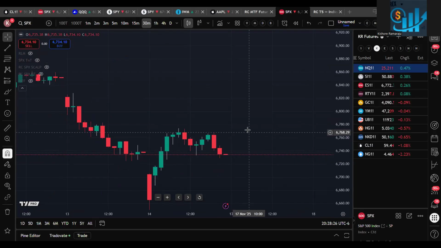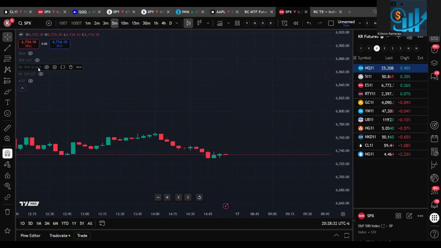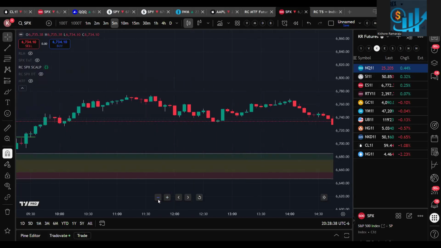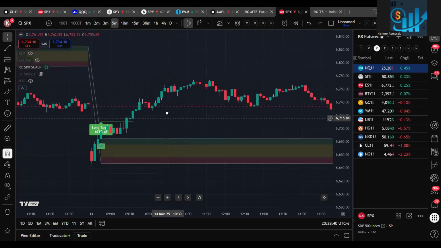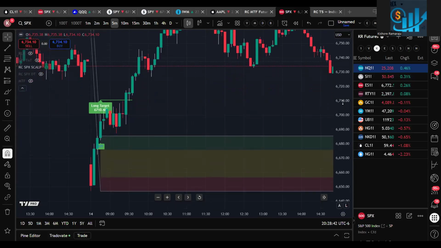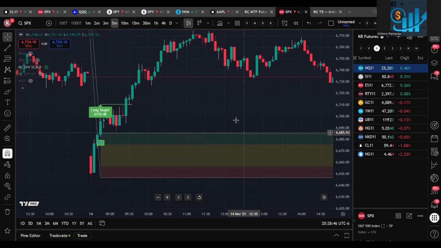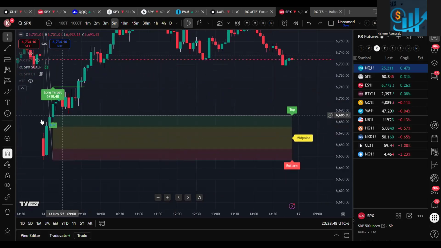Then again, one more strategy for active traders, which is SPX scalp. So in this SPX scalp, basically we wait for price to break either the top or the bottom.